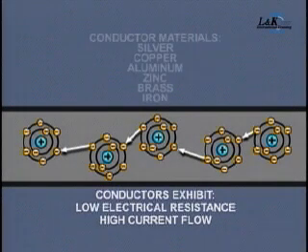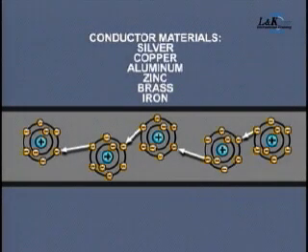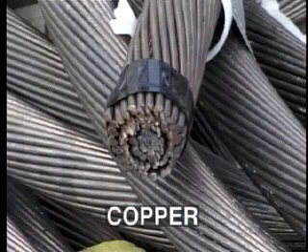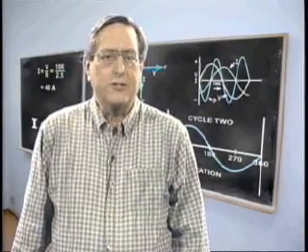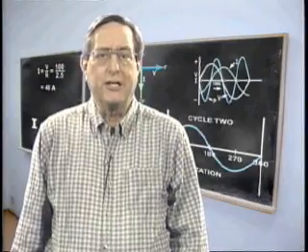The best conductors are silver, copper, aluminum, zinc, brass, and iron. Wires which are used to connect electrical circuits are usually made of copper or aluminum, as silver is far too expensive. Certain other materials exhibit just the opposite characteristic to conductors.